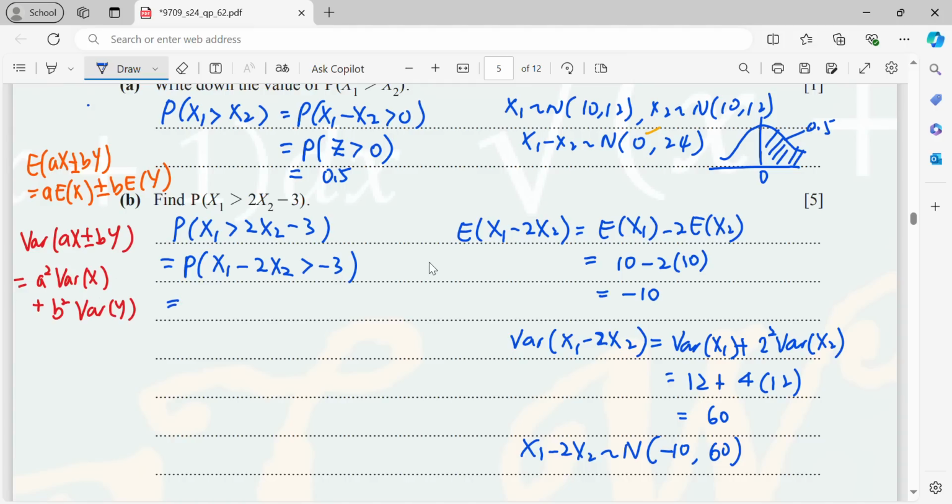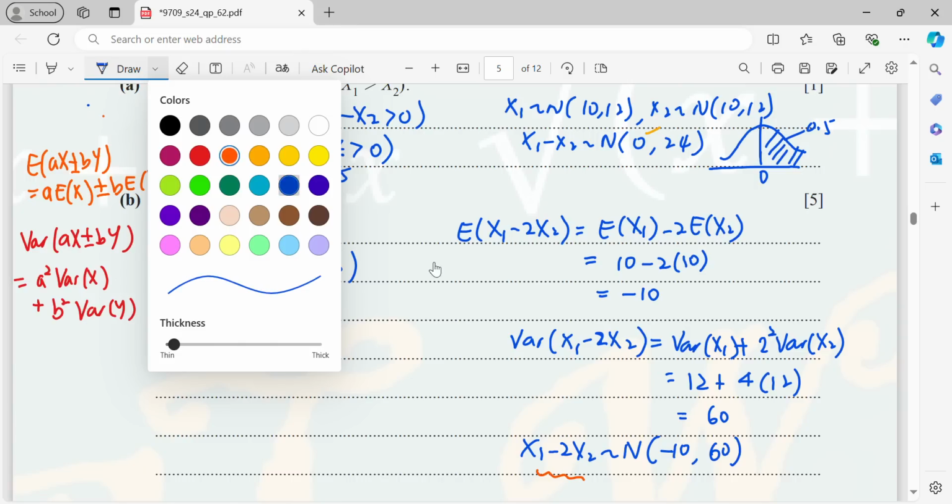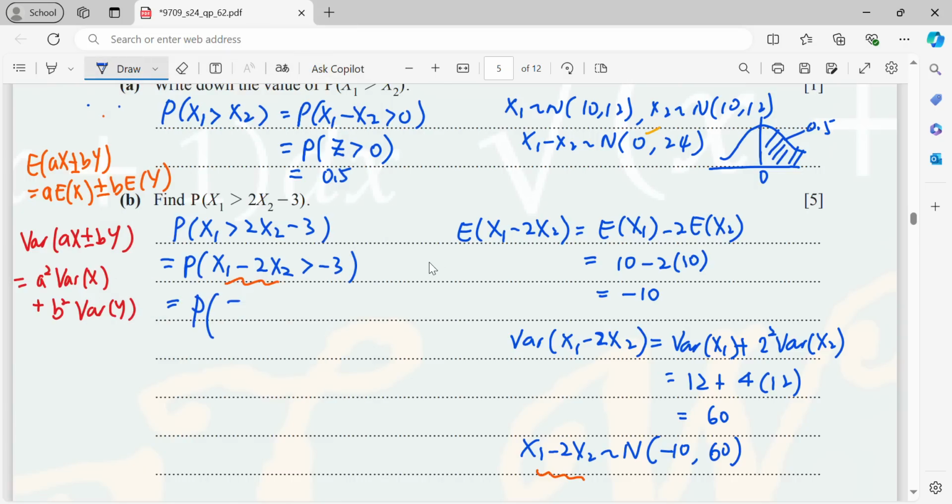So now I get the same expression. See here? I will refer to minus 10 and 60 as the mean and variance. So now standardize it. P(Z > (-3 minus the mean) over the standard deviation). That means now here you will be getting P(Z > (-3 + 10) over square root 60), that is 7 over square root 60, and you get 0.904.